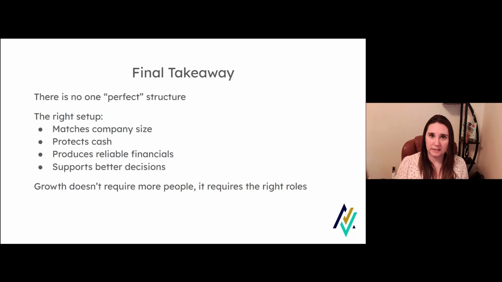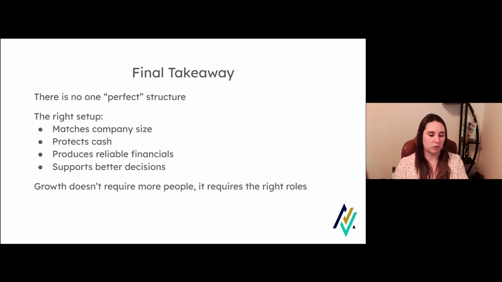There is no perfect system. Each business is going to be different and set up in different ways. But I think it's really about matching what your company size is, protecting cash, and being able to rely on your financials. If you don't feel confident with what is going in and out of your financials, that's where you have really big hiccups. So creating those checks and balances with multiple people involved, making sure there are clearly defined roles.